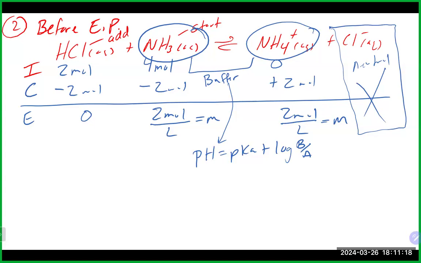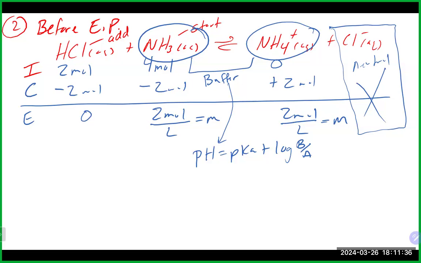You could convert the Kb into Ka. You can convert the Kb into pKb and subtract 14 to get to the pKa. You can do all those things, whichever way you want to do it. You could also do an ice table here, and you actually have two versions of the ice table that you could do if you wanted to.